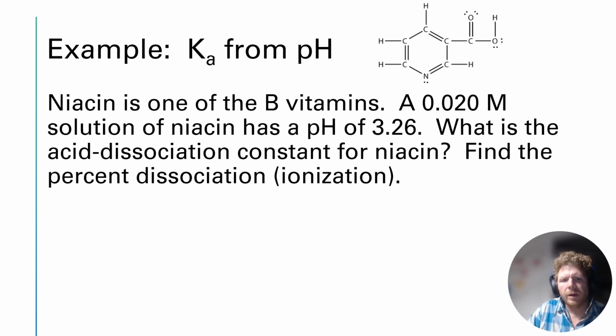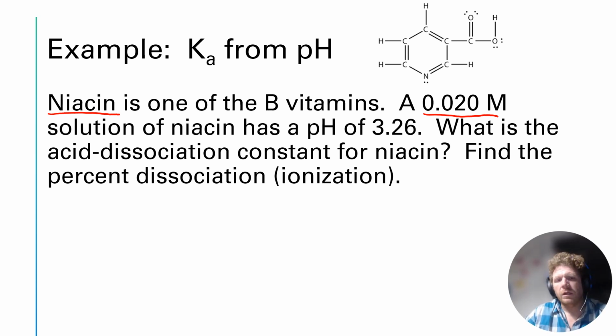That example compound is the B vitamin niacin. Now, a 0.020 molar solution of niacin has a pH of 3.26. What is the acid dissociation constant for niacin? Find the percent dissociation. Okay, so we've got to work through a couple components of this problem.